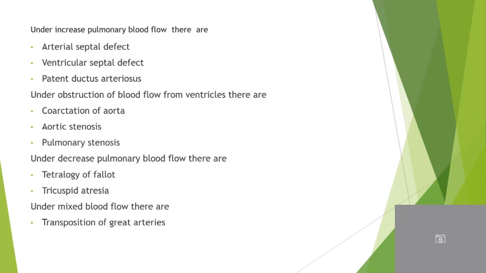Under increased pulmonary blood flow, there are atrial septal defect, ventricular septal defect, patent ductus arteriosus. Under obstruction of blood flow from ventricles, there are coarctation of aorta, aortic stenosis, pulmonary stenosis. Under decreased pulmonary blood flow, there are tetralogy of Fallot, tricuspid atresia. Under mixed blood flow, there is transposition of great arteries.